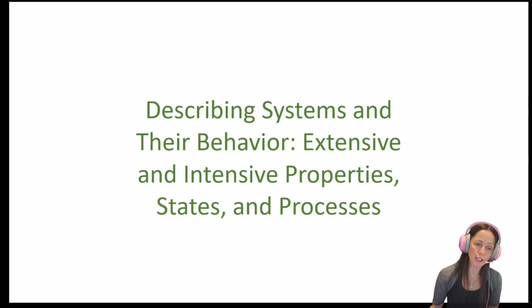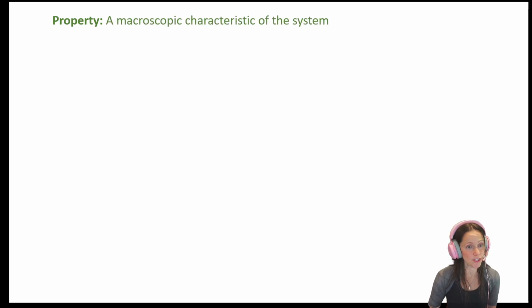All right, so in this video, we're going to talk about extensive properties, intensive properties, states, and processes. So a state is just a macroscopic characteristic of the system. And we'll talk about a couple of properties that you're already familiar with.